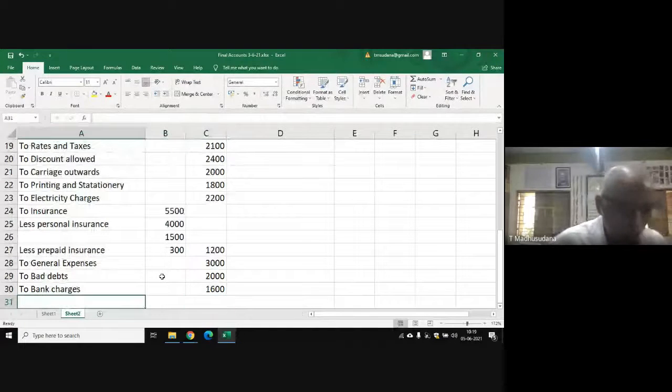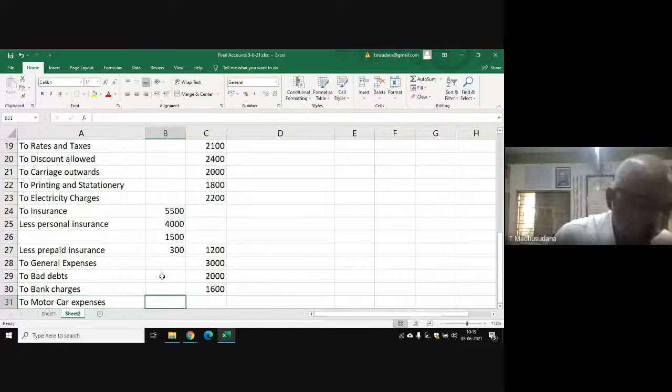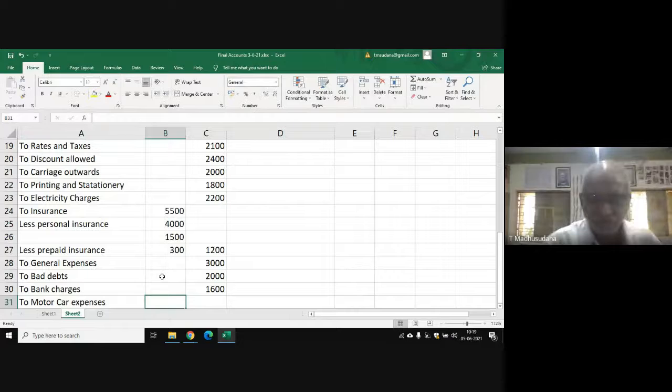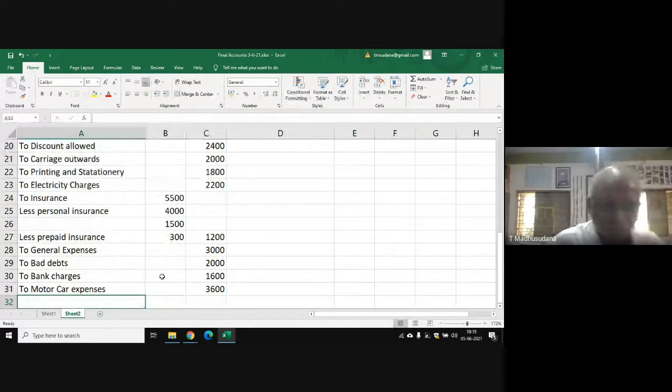Next, motor car expenses. To motor car expenses, 3,600. Sorry, outer column, 3,600. Next, depreciation. To depreciation.